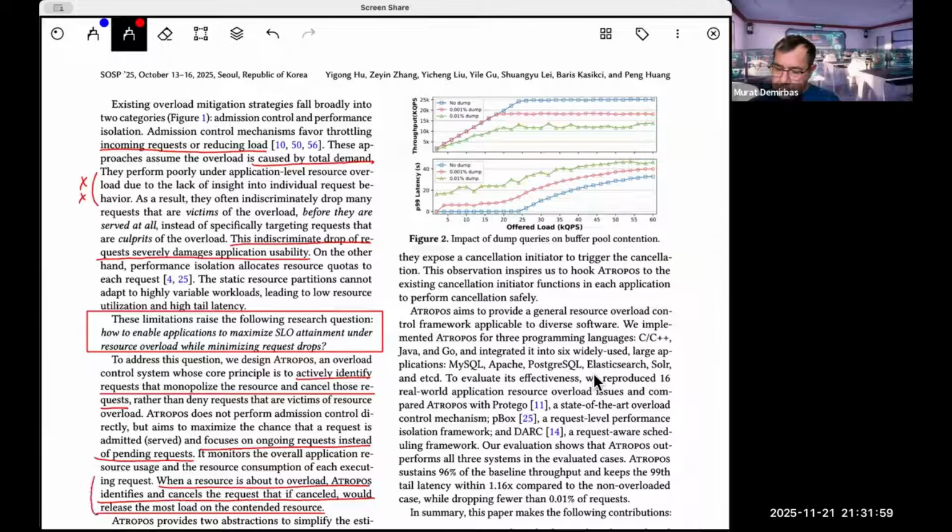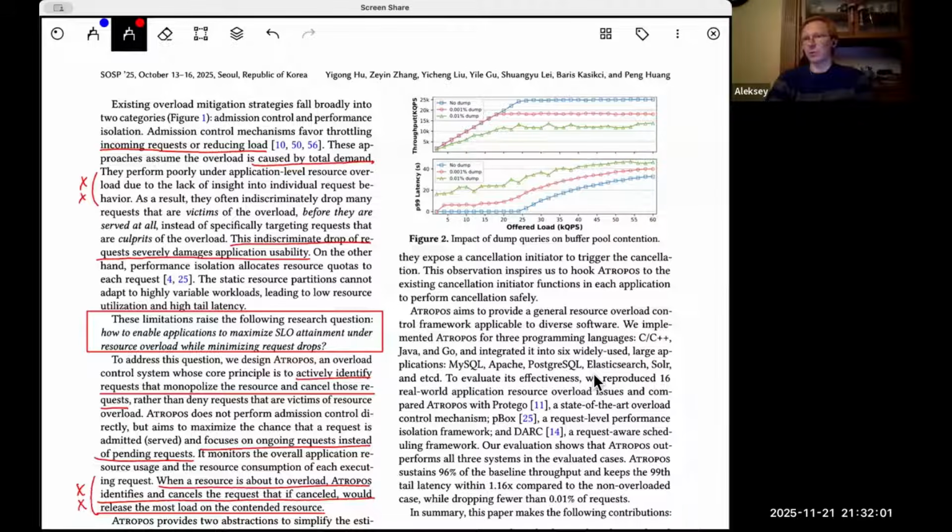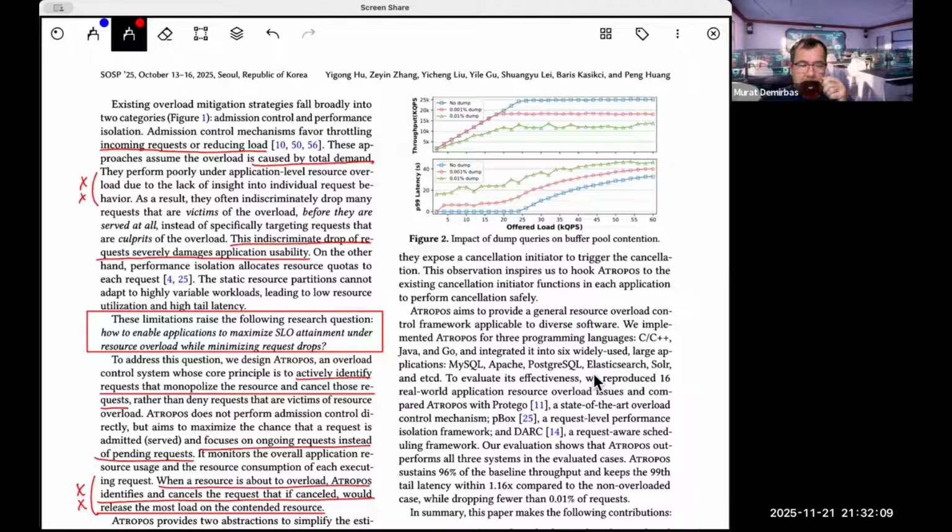Right. So look here, when they talk about resource, it's not just like CPU or memory. It's lock contention, anything, right? Like I think it can be physical and logical resource.